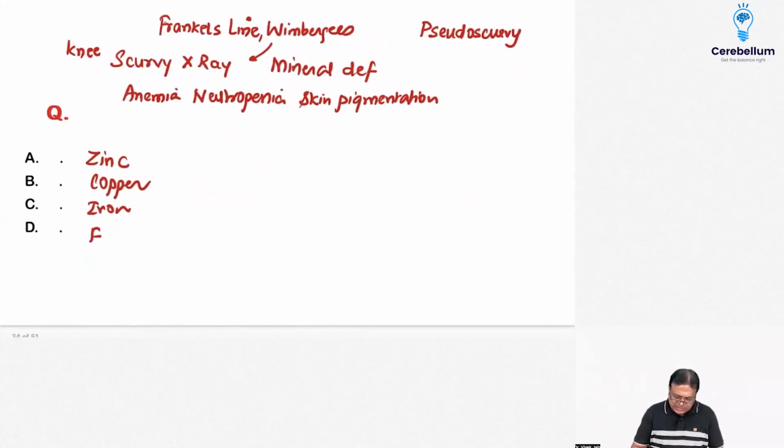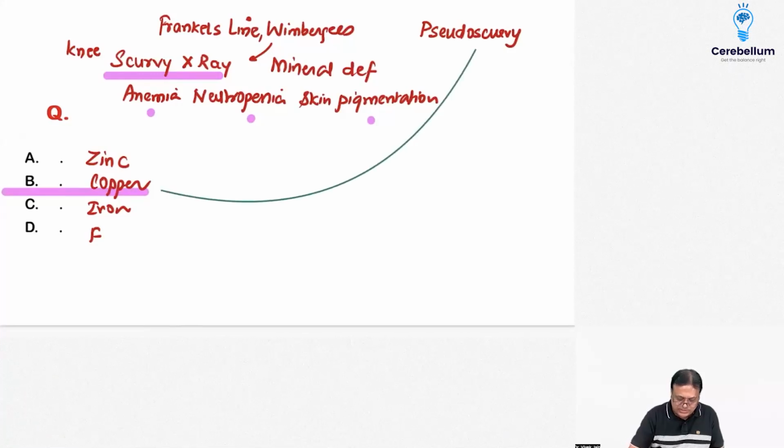Okay, there was a question that will go in physiology, medicine, PSM, many subjects. What does scurvy look like on X-ray? Students mentioned there was Frankel's line, Wimberger's. Remember, I told you that X-rays of scurvy and rickets you have to see in radiology with Dr. Zainab and other subjects also. And they asked, patient had anemia, neutropenia, skin pigmentation. So friends, it has to be copper. Copper produces features of pseudoscurvy, that is known as pseudoscurvy, right? In case that question was there, right? Okay.